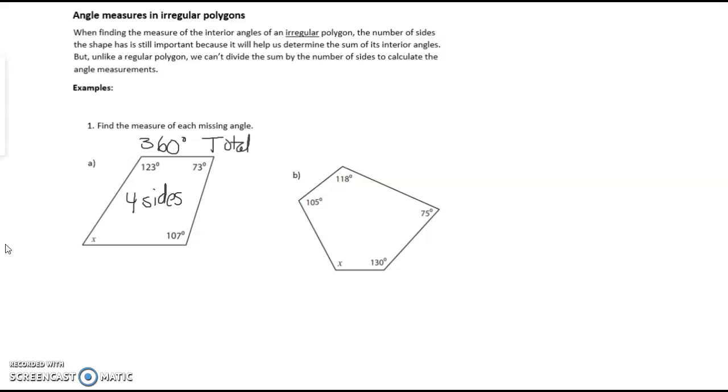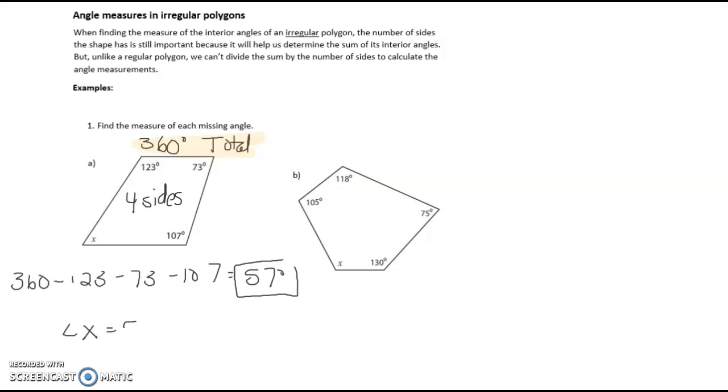Let me just highlight that with this. Okay. So now we know we have 360 degrees, and let's start subtracting. We'll subtract 123, 73, and 107. So 360 minus 123 minus 73 minus 107, and that gives us 57 degrees. So that means that angle X equals 57 degrees.